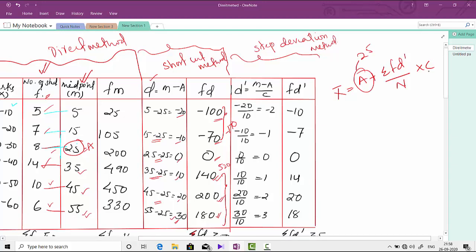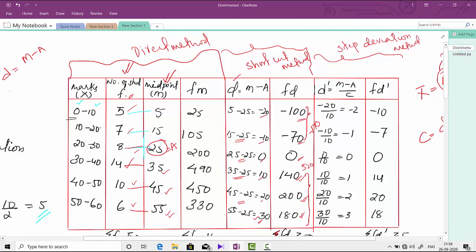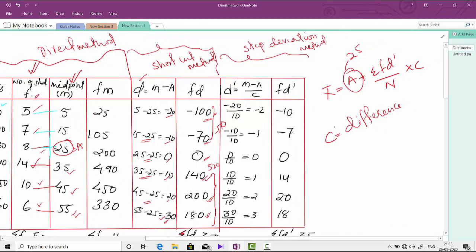This is your assumed mean, 25. You have to see the difference here. As I told you, C is the difference, okay? So what is the difference here? You have to check from the class interval. 10 minus 0 is 10, 20 minus 10 is 10, 30 minus 20 is 10, 40 minus 30 is 10, 50 minus 40 is 10, 60 minus 50 is 10. So the difference is 10, and the value of C will be 10. Clear?